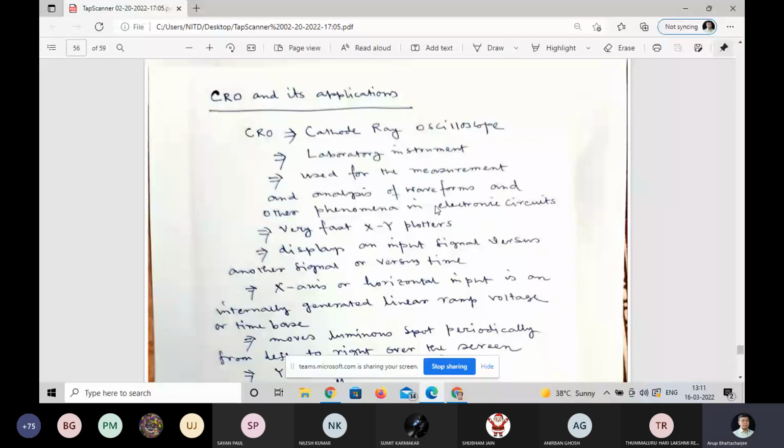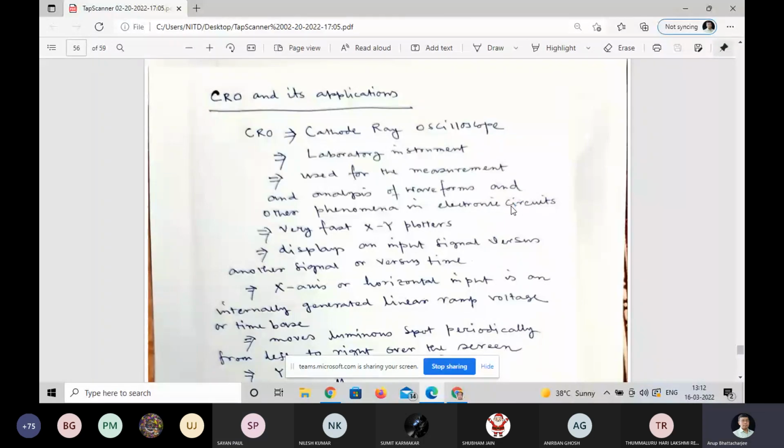Students, as you have at least a little bit of an idea on CRO, it is written here that it is used for the measurement and analysis of waveforms and other phenomena in electrical circuits. What do you mean by other phenomena? Like your frequency, amplitude. Students, have you observed this during your laboratory class? Yes, sir. So, what is a CRO? Try to understand. Your answer is it is cathode ray oscilloscope and it is a versatile laboratory instrument. Why is it used? It is used for the measurement and analysis of waveforms and other phenomena in electronic circuits. Okay, students? Up to this, any problem? No, sir.